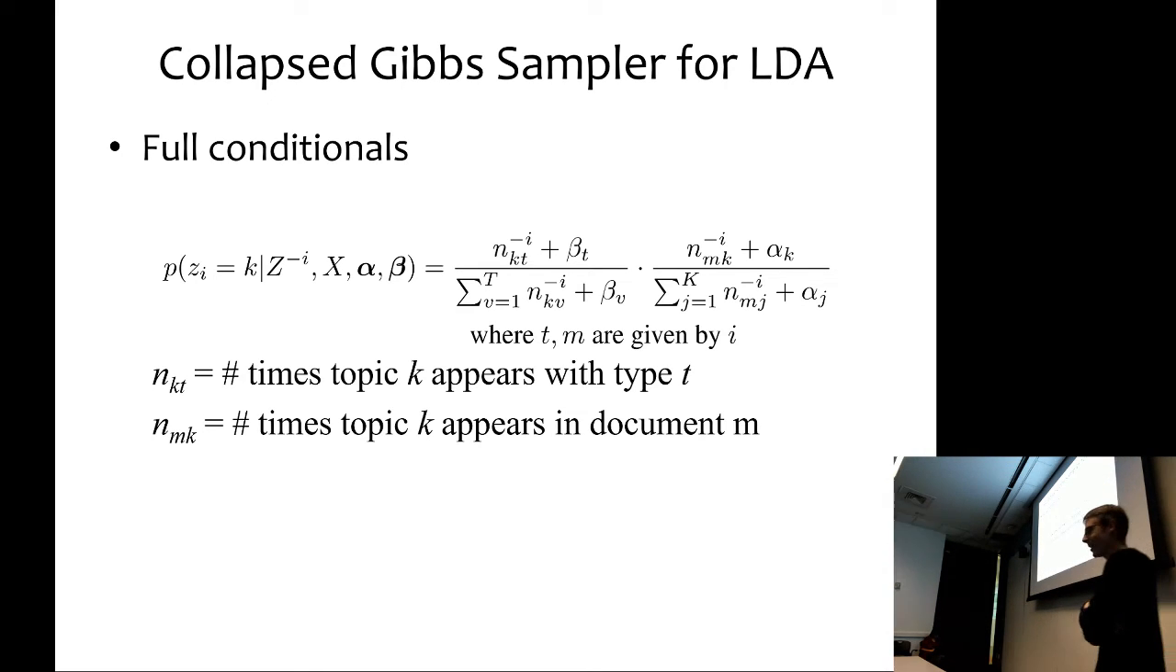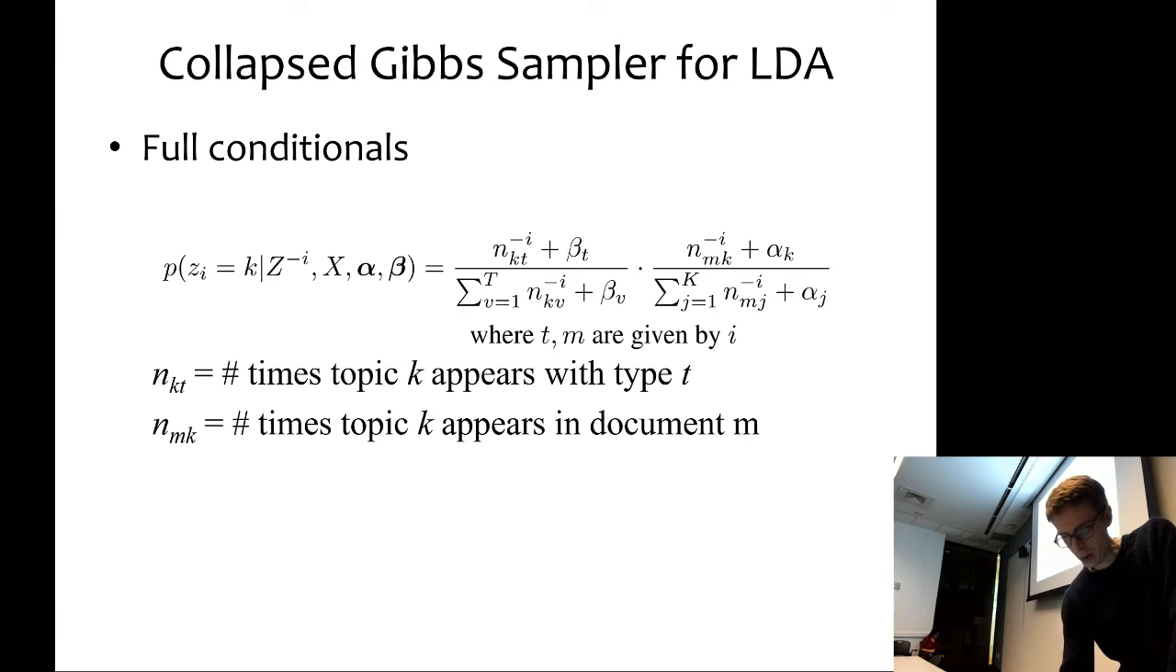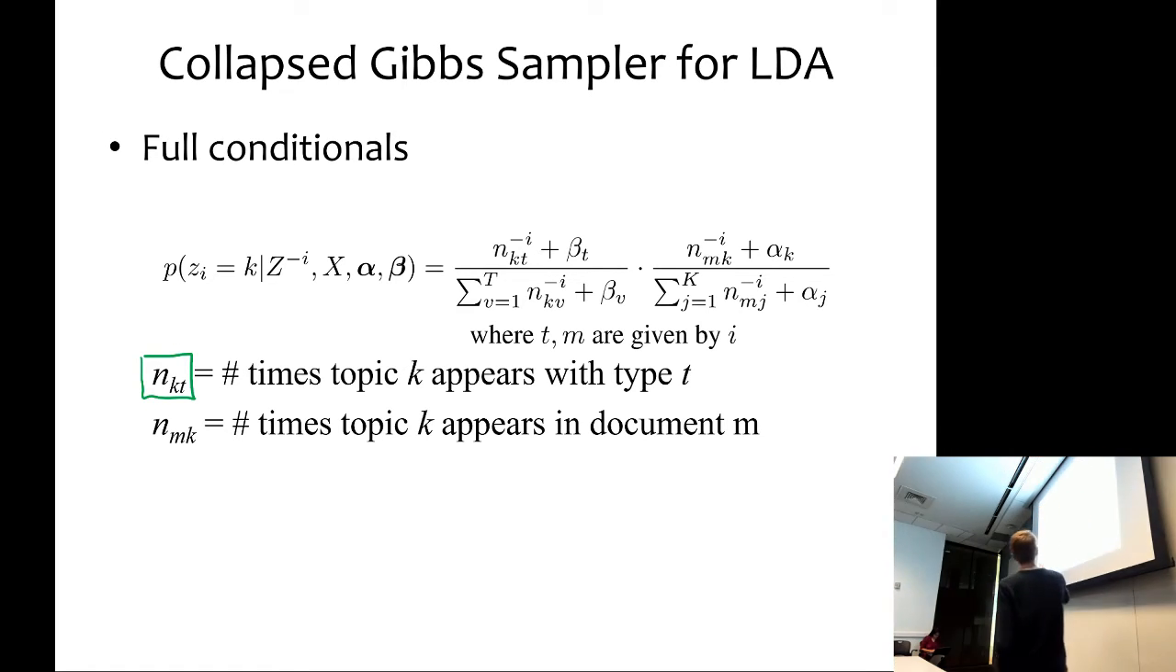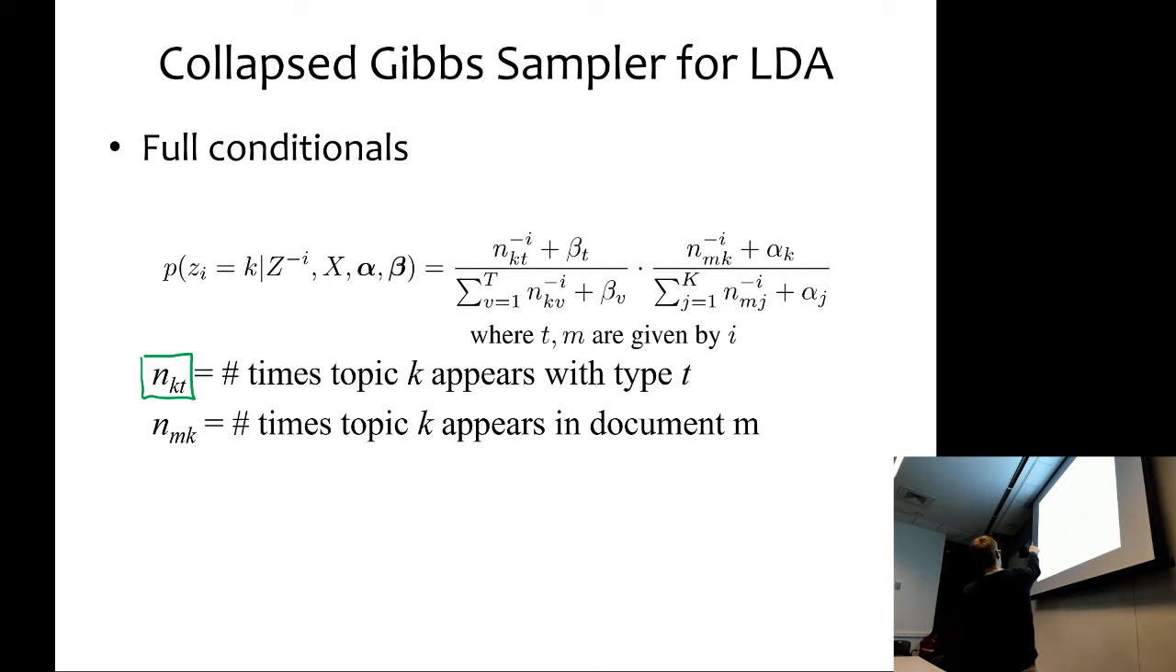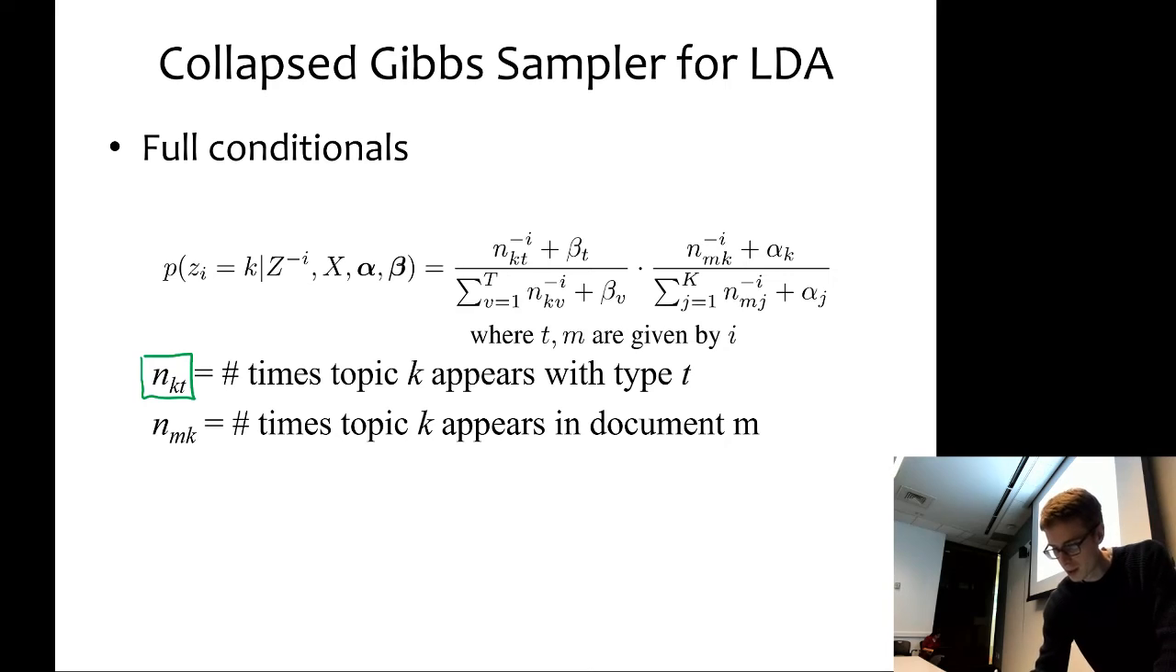And here's the punchline, which is that the actual definition of the full conditionals for this collapsed Gibbs sampler works out to be incredibly simple. It all fits on one slide. That's always a good first sign. Essentially, it's just count and divide. So let's first define our count variables. N_kt here is the number of times that topic k appears with word type t.